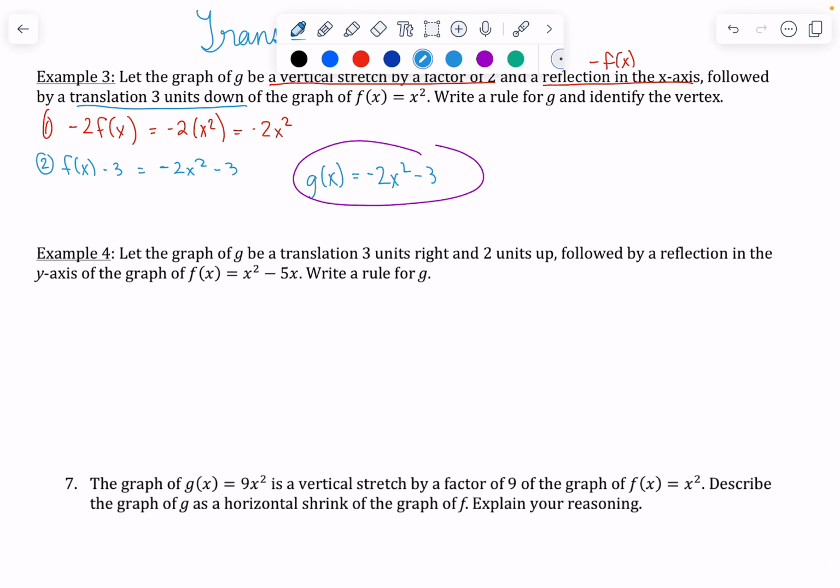Let the graph of g be a translation 3 units right and 2 units up, followed by a reflection in the y-axis of the graph of f of x equals x squared minus 5x. Again, we're being asked to do two different transformations at once. The rule for a translation 3 units right is f of x minus 3. The rule for a translation 2 units up is f of x plus 2. To combine those two into one step, I'm going to do f of x minus 3 plus 2.